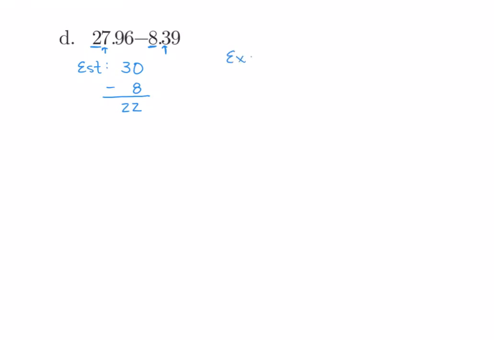All right, for my exact, we have 27.96 minus, we're going to put the 8 under the 7. We line up our decimal points and we line up our other columns. All right, now if we go ahead and subtract, I cannot do 6 minus 9, so I need to borrow from the 9, make it an 8, and make the 6 a 16. 16 minus 9 is 7. 8 minus 3 is 5.